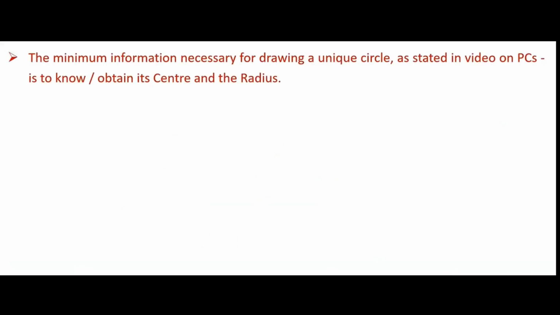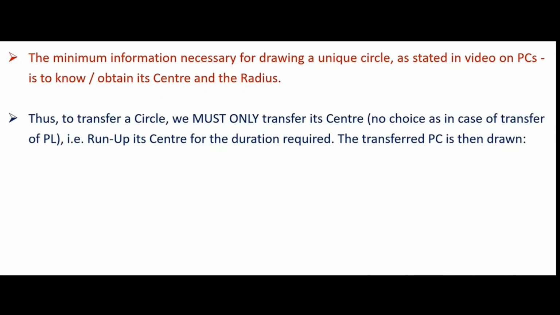Now, the minimum information learned by us that is required to draw a unique circle on a plane surface, and in our context, a unique position circle, is that we need to know or obtain its center and radius. So we need to carry out an exercise which gets us the center and the radius. Thus, to transfer a circle, we must only transfer its center.